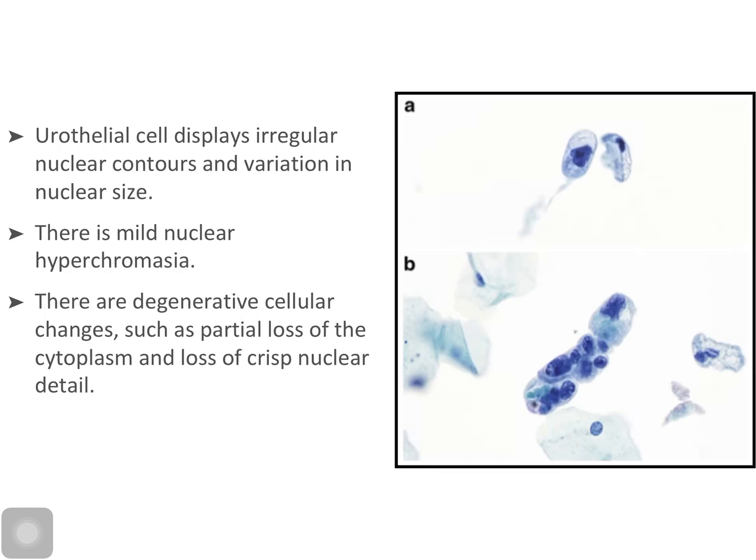Urothelial cells display irregular nuclear contour and variation in nuclear size. There is mild nuclear hyperchromasia. There are degenerative cellular changes, such as partial loss of the cytoplasm and loss of crisp nuclear details, in this picture.